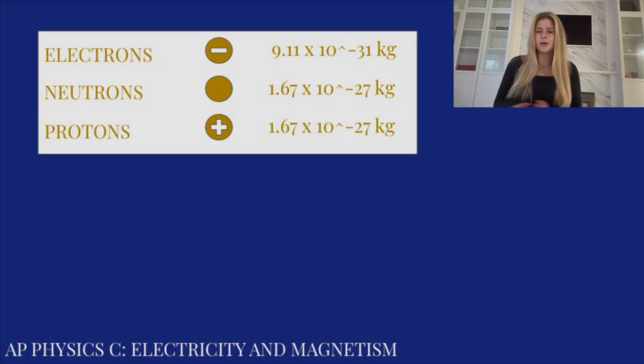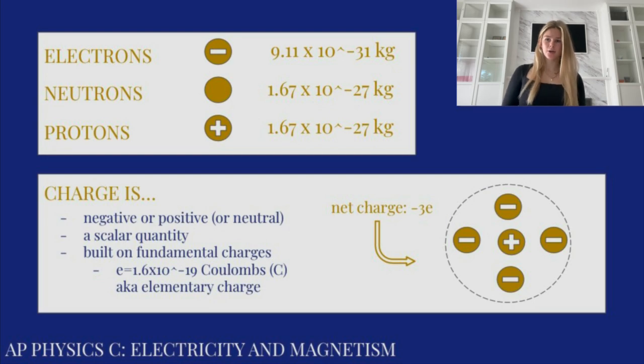So I keep talking about this charge thing, but what is charge? Charge is a scalar quantity that can be either negative or positive, or neutral if it's zero. So charge pretty much talks about the extra amount of protons or electrons in an object. If an object has more protons, it's positively charged. If it has more electrons, it's negatively charged. And if it has the same amount, it is neutral.